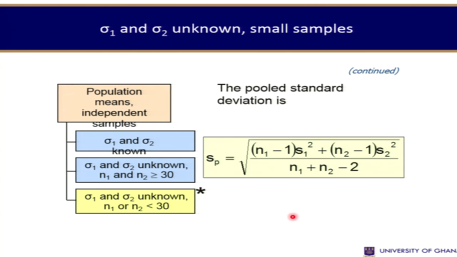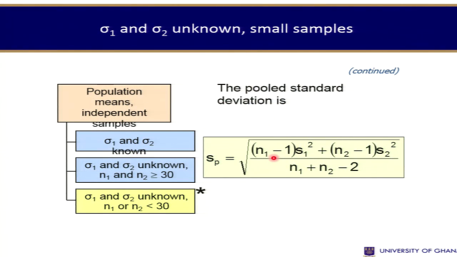Because we've assumed that our population variances are equal, although unknown, we estimate what we call a pooled standard deviation. Mathematically, the pooled standard deviation is defined as the square root of the first sample size minus 1 multiplying its sample variance, s1 squared, plus the second sample size minus 1 multiplying its sample variance, all divided by n1 plus n2 minus 2. You will see that this n1 plus n2 minus 2 translates to the degrees of freedom for our t distribution.